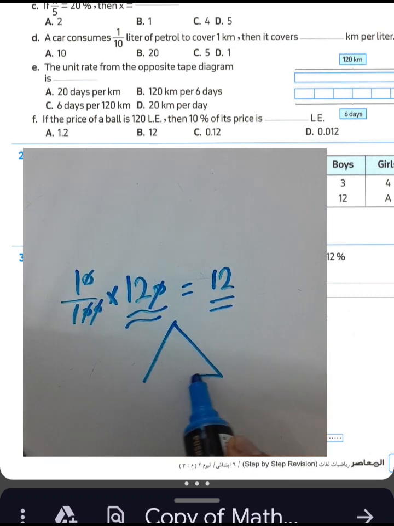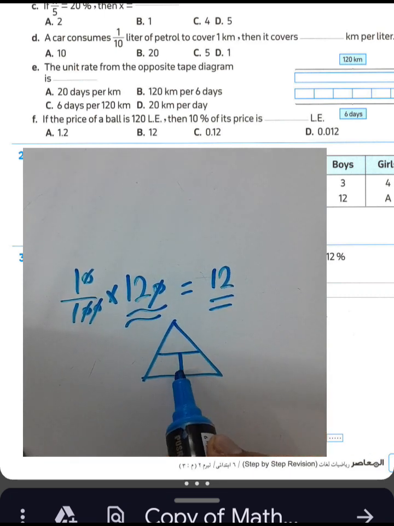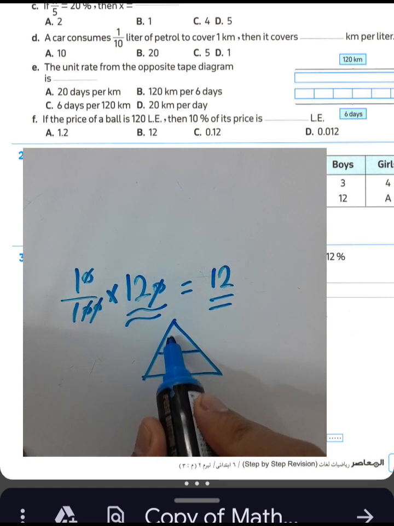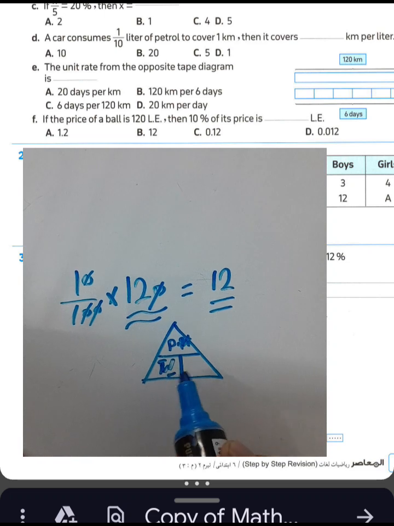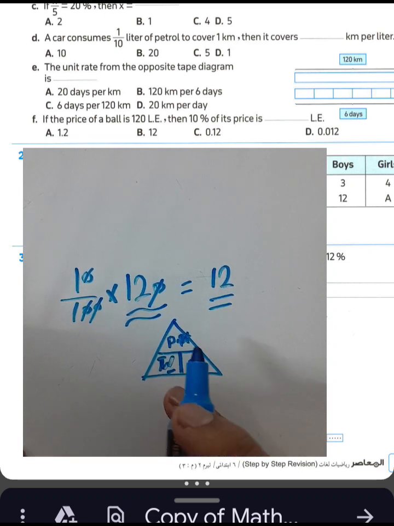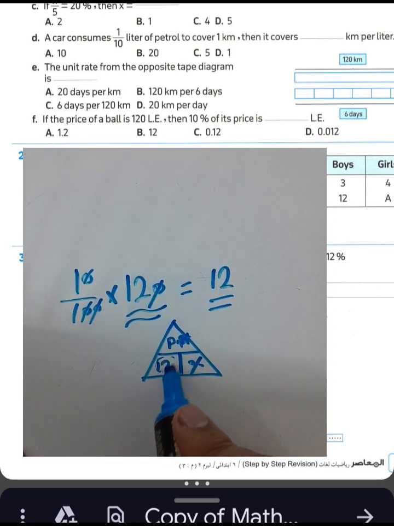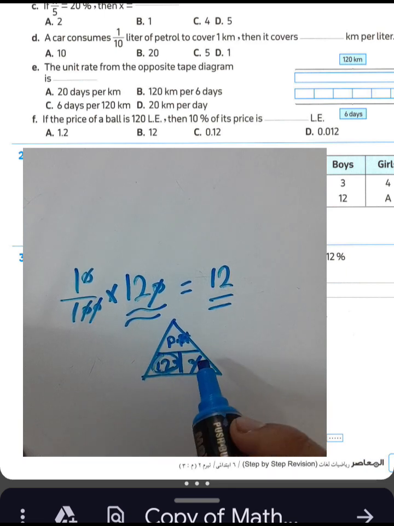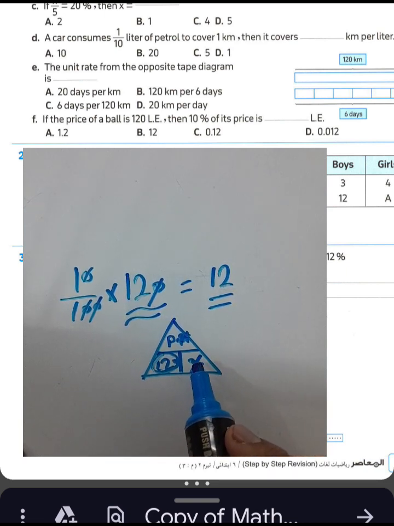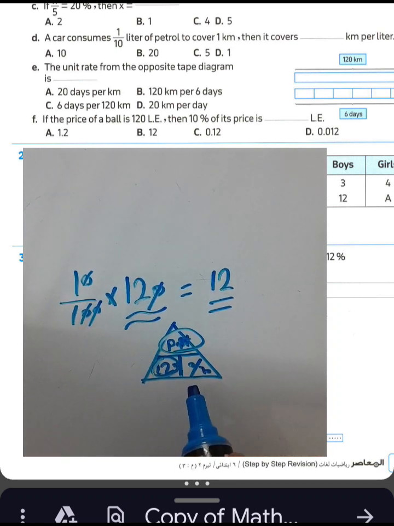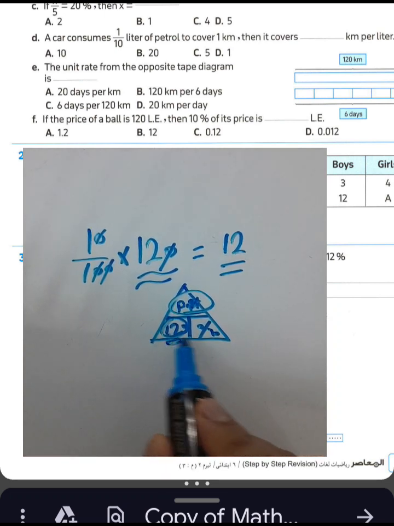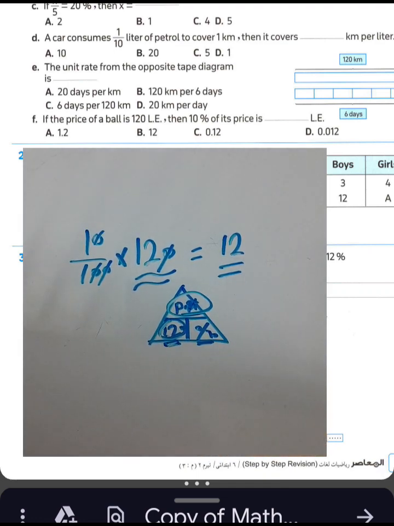Write here the part, and here the whole, the total, and here the percent. We have the total, 120, and we have the percent, 10%, and you want to find the part. To find the part, you must find the product between the total number and the percent, then the result will be 12. Okay, next question.